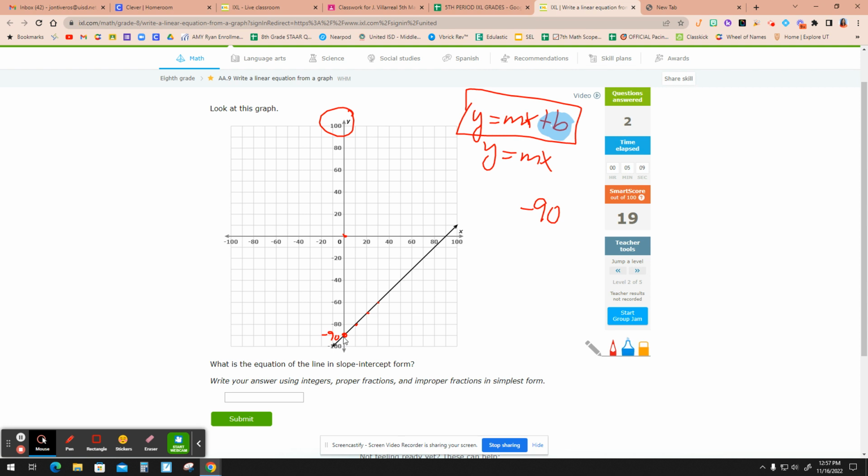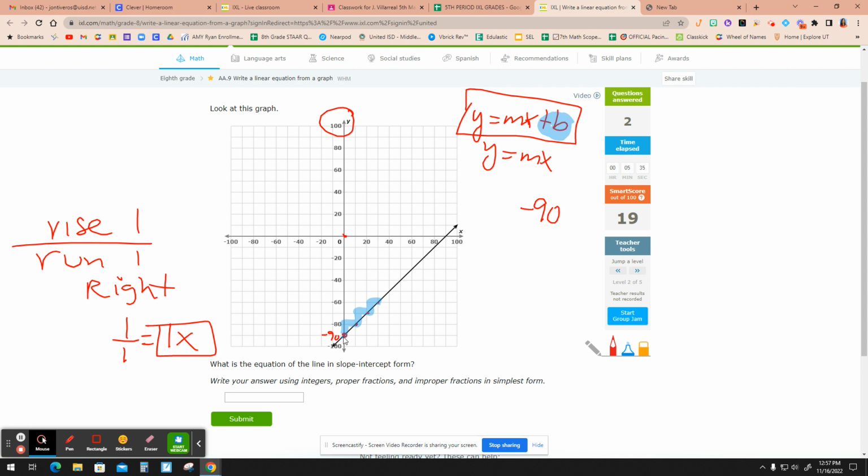Okay, so once I find my pretty points, I just go rise 1, run 1, rise 1, run 1, rise 1, run 1. So that's exactly what you do. Rise 1, run 1. We went to the right, so they remain positive. So 1 divided by 1 equals 1. And you put it together with the x, but I just said that we are not going to put a 1. We're just going to leave the x by itself. So y equals x minus 90.